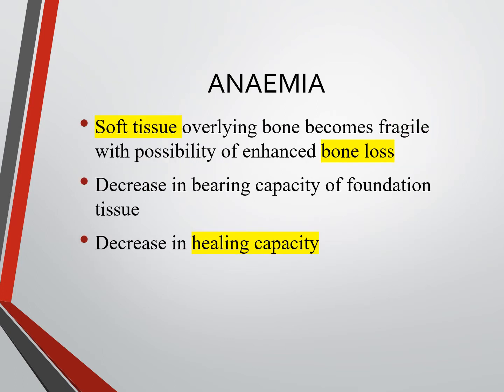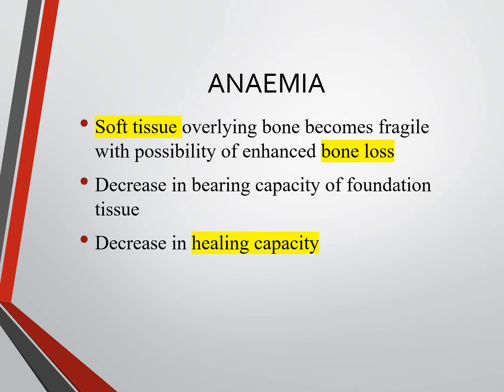Next, coming to a condition called anemia. In anemia, you will see that the soft tissue is usually very fragile, and also there is enhanced bone loss. And as the bone loss is more aggressive in anemic patients, the residual alveolar ridge is very minimal, and so the foundation for your denture is compromised. So your dentures will usually be unstable, or otherwise they would be floating dentures. So they are not helpful in mastication or in meeting the purpose for which they were made.